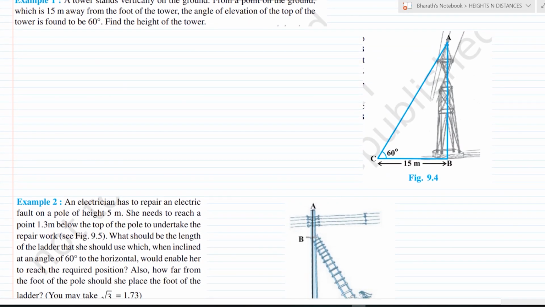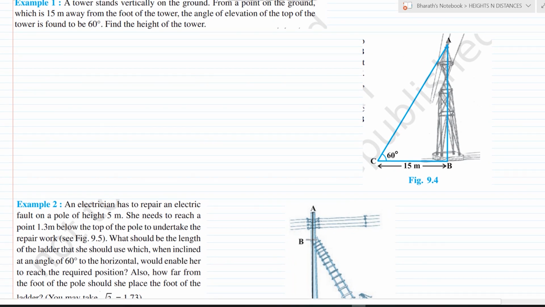We'll go to the first question. A tower stands vertically on the ground. From a point on the ground which is 15 meters away from the foot of the tower, the angle of elevation of the top of the tower is found to be 60 degree. Find the height of the tower.